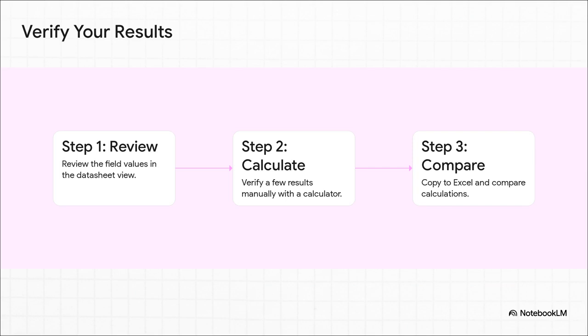So with all that, how can you feel confident that your numbers are actually right? Well, here's a simple 3-step check you can always do. First, just eyeball it. Do the results in your datasheet look reasonable? Do they pass the common sense test? Second, grab a calculator and just manually double-check a couple of the records yourself. And third, if it's a really complex calculation, hey, there's no shame in copying the data over to something like Excel and just confirming the math there.